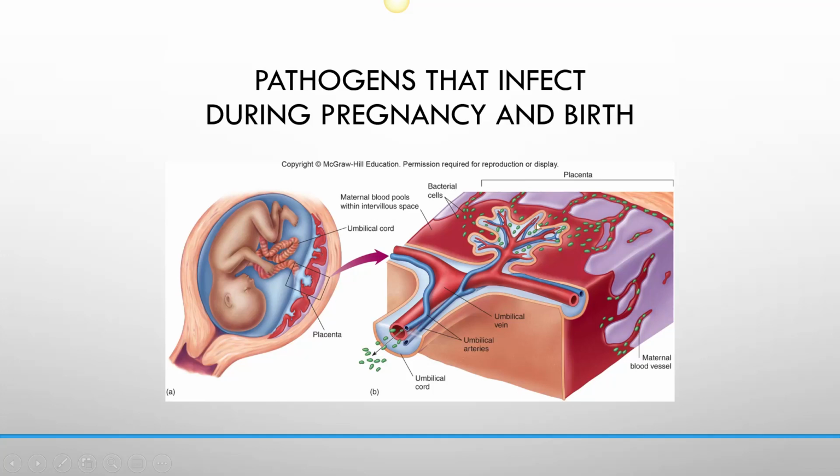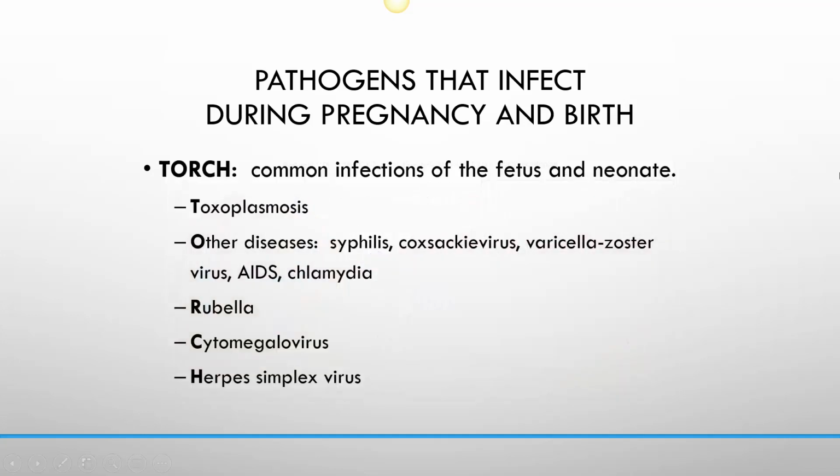Some microorganisms have the capability of passing through the placenta. Those microorganisms are known as TORCH complex infections. TORCH are common infections of the fetus and neonate: toxoplasmosis, other diseases such as syphilis, Coxsackie virus, varicella zoster virus, AIDS, chlamydia, rubella, cytomegalovirus, and herpes simplex virus. Toxoplasmosis, we talked about Toxoplasma gondii, the reason why pregnant women should not clean the litter box. Syphilis is a spirochete. It's a spiral-shaped microorganism that can go straight through the placenta.